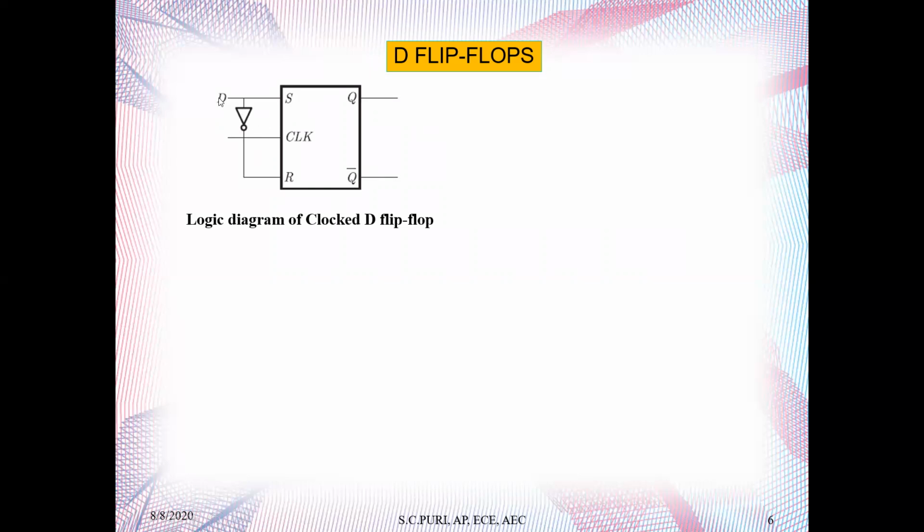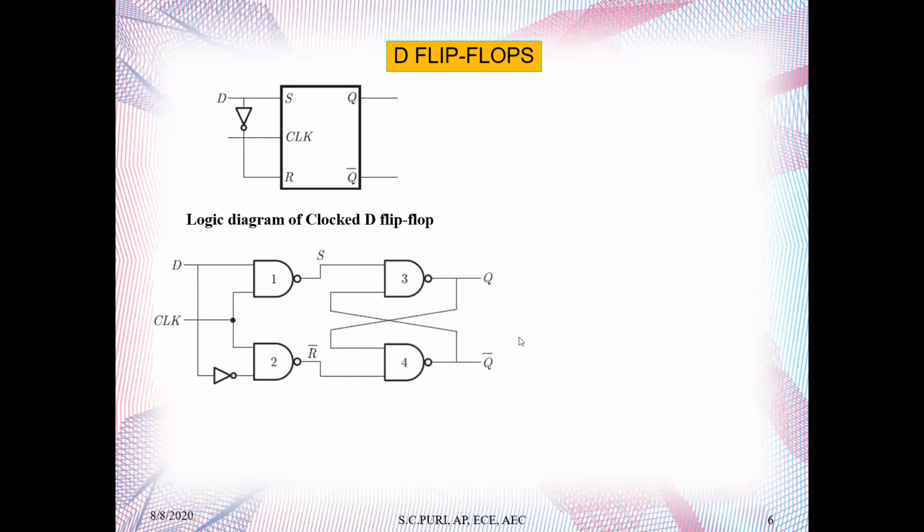How? Suppose D is 1, so S is 1, and as there is an inverter, R is 0, so it will be the 1-0 condition, S1 R0. But if D is 0, what will happen? Here it will be 0 and here it will be 1. That means reset. So either the output will set or the output will reset. These are the two states it can go to for the D flip-flop. Have a look at the circuit. As you can see here, it is a simple SR flip-flop configuration.